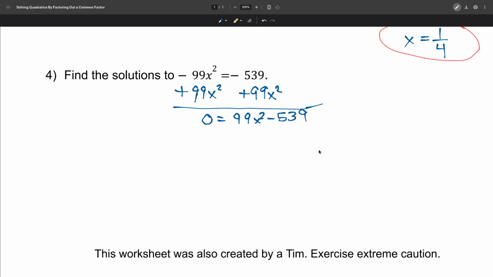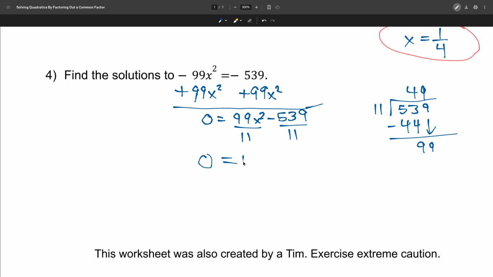And we want to think, what might go into this? Well, 539 is not divisible by 99, but it might be divisible by 11. Let's try 11 for both of these, because I know 99 is. And if we do a quick division here, so 539, 11 will go in 4 times, that's 44. Subtract it, we got 9, bring down the 9, so we got 49 here. So, yeah. If we divide by 11, we get 0 equals 11 times 9x squared minus 49.